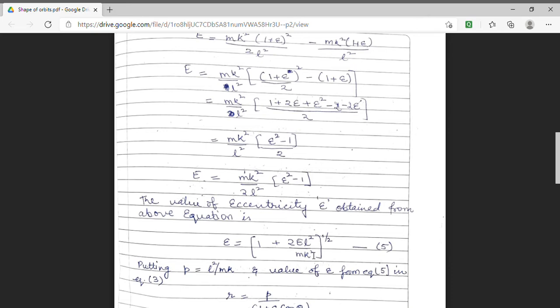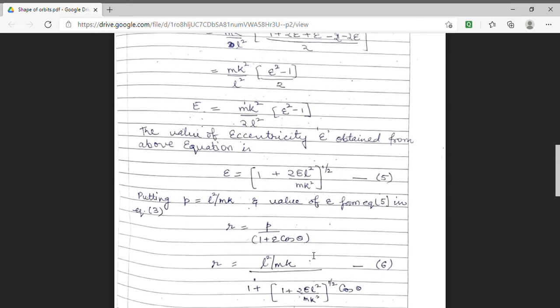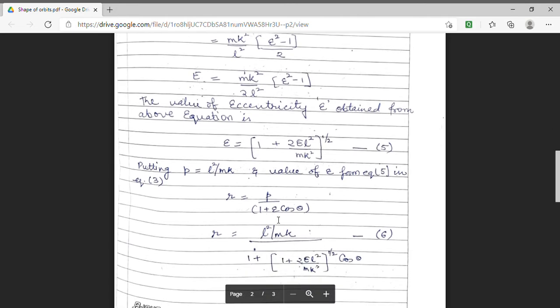Using this and taking the value of p as L square upon mk, I can obtain the value of r. r is p upon 1 plus epsilon cos theta. Substituting the value of p, L square upon mk, and eccentricity epsilon as 1 plus 2E L square upon mk square, this whole raised to the power half, multiplied by cos theta. This gives me the value of r, which decides the shape of my conic section.